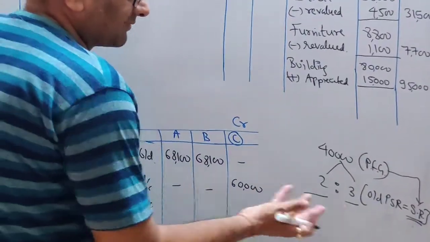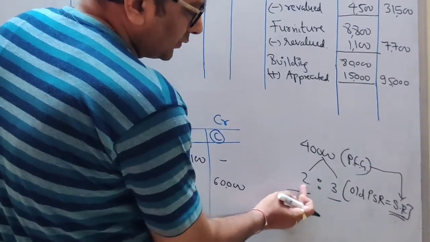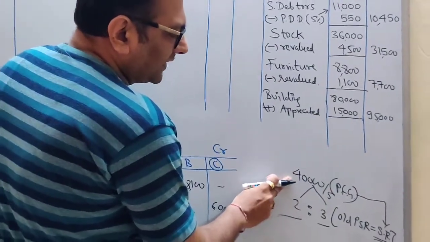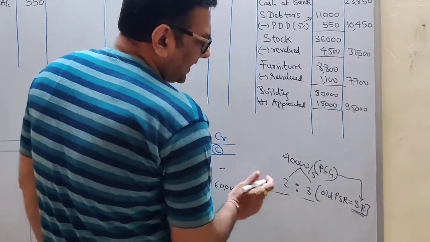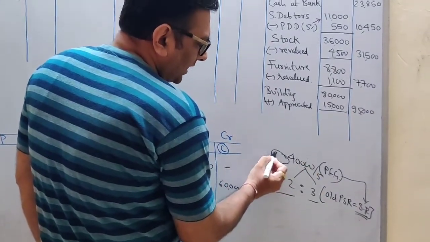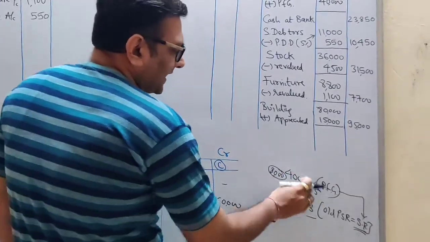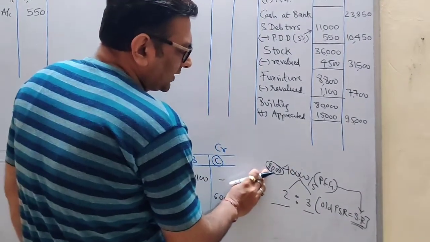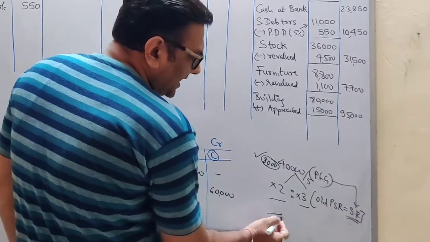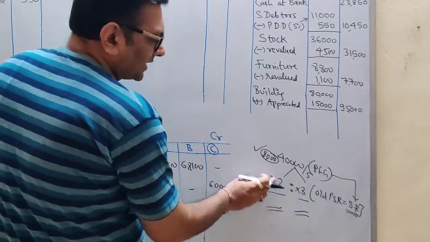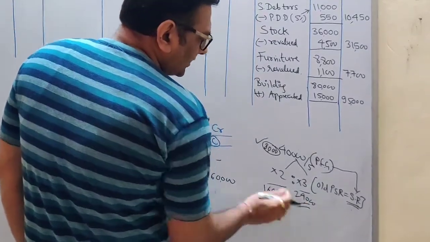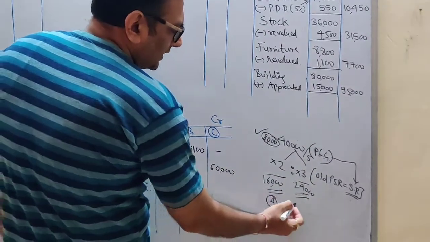How to distribute this, students? Very easy. First you add this ratio 2:3. If you add, you get 5. So what you have to do is divide your goodwill amount 40,000 by 5. If you divide, what will be your answer? Your answer will be 8,000. 5 8s are 40, so 8,000 is your answer. What to do with this answer, students? You have to multiply it by 2 and 3 to get the respective amounts. 8,000 into 2 is 16,000. 8 3s are 24,000. So this is A's amount and B's amount.